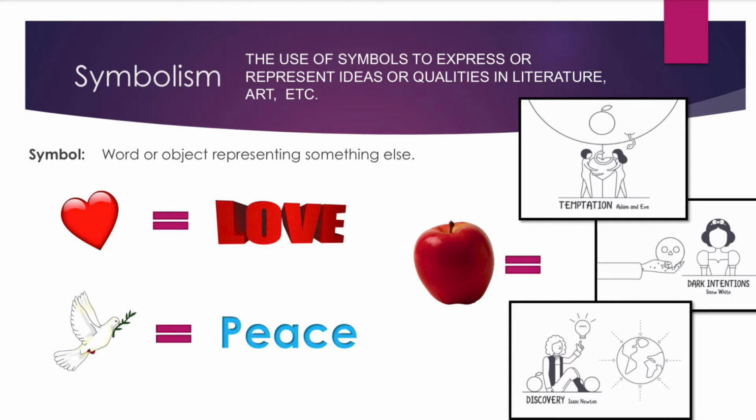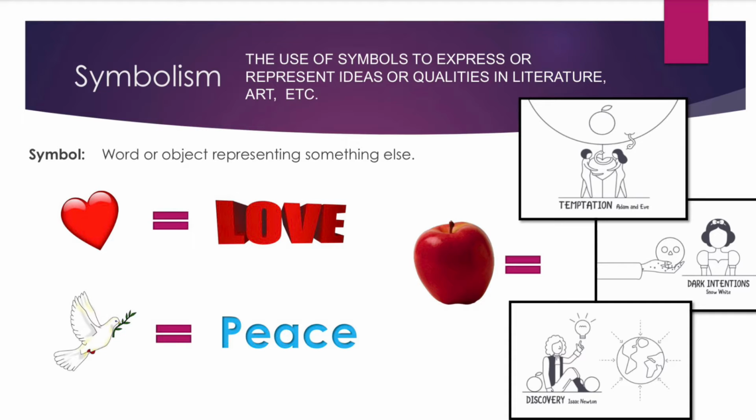Now, one of my favorites, symbolism. It is the use of symbols to express or represent ideas or qualities in literature, art, etc. A symbol is a word or an object representing something else. For example, a heart represents love. A dog represents peace. But what about an apple?